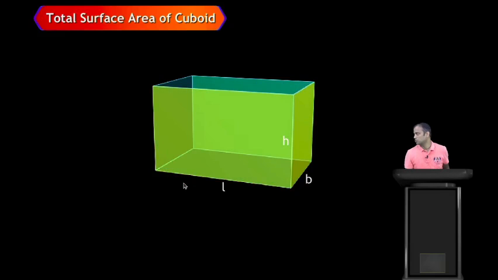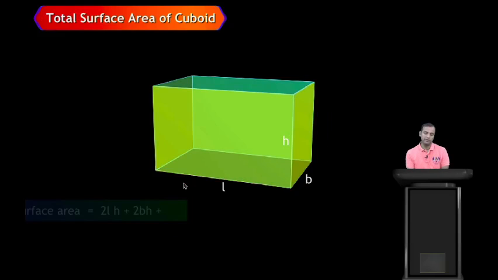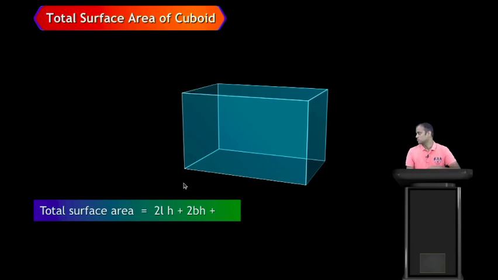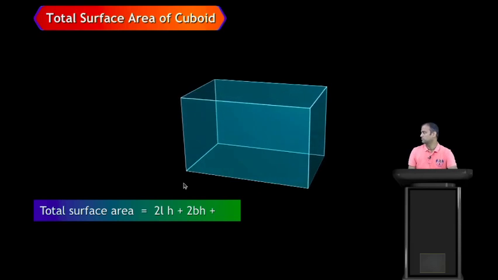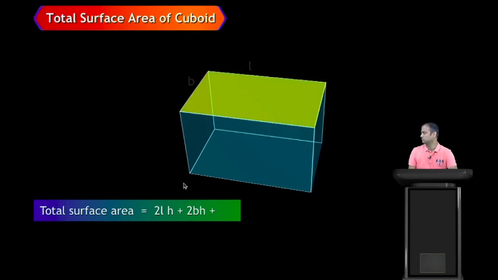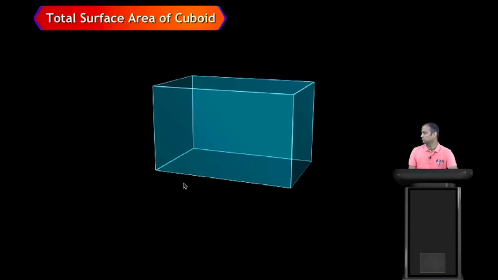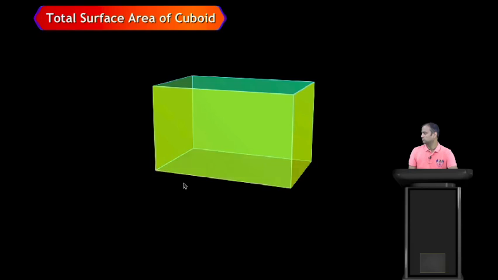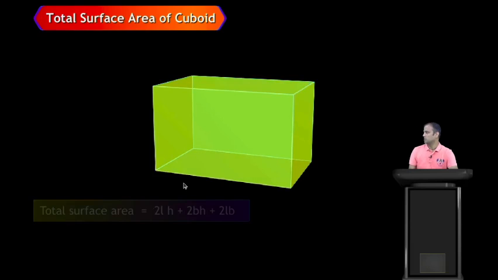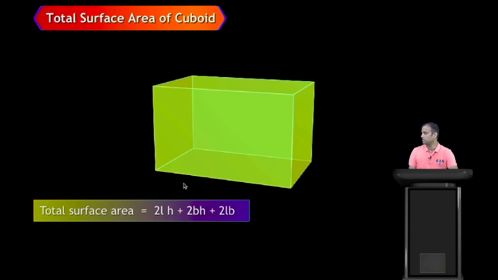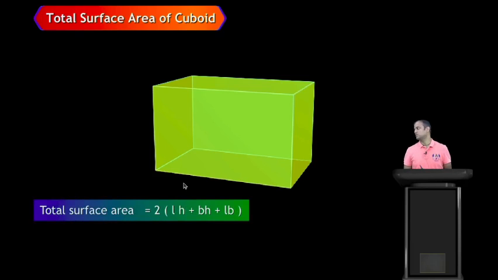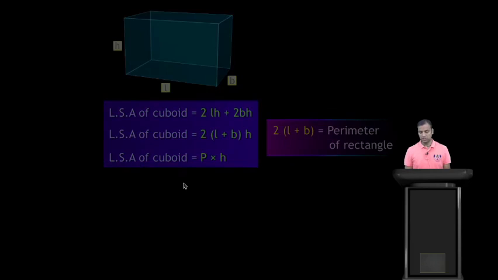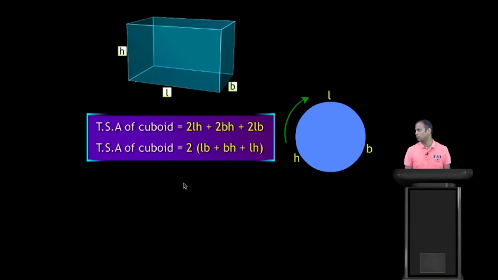Again we have total surface area. Now we will add the upper portion and lower portion also. So we add 2 into L into B, this is 2LB. So the total surface area of cuboid is 2LH plus 2BH plus 2LB, or we can write this as 2 times (LH plus BH plus LB). So this is the LSA and TSA of a cuboid.